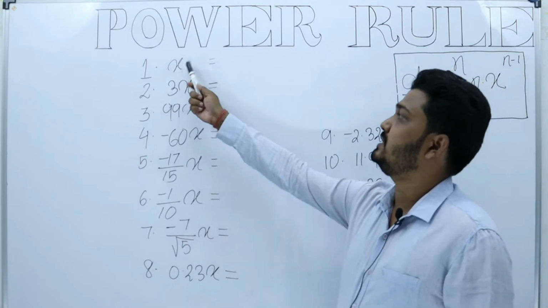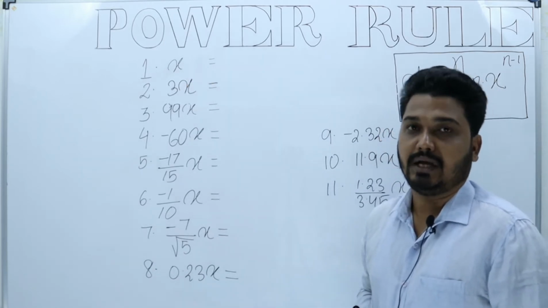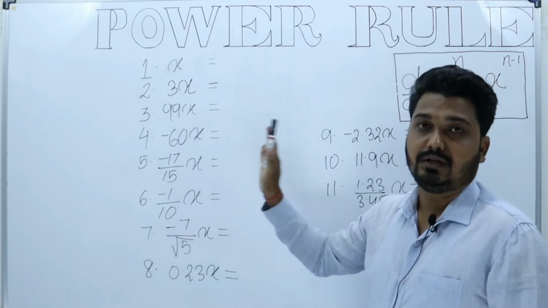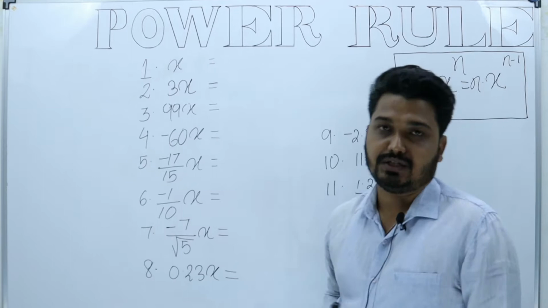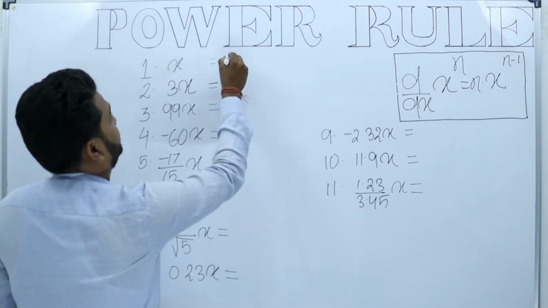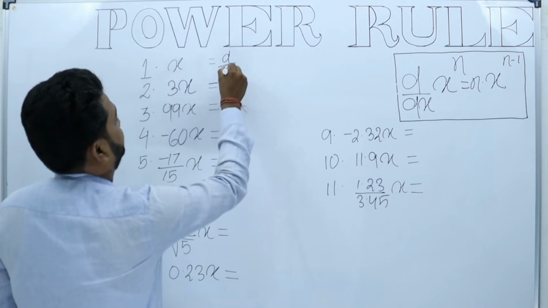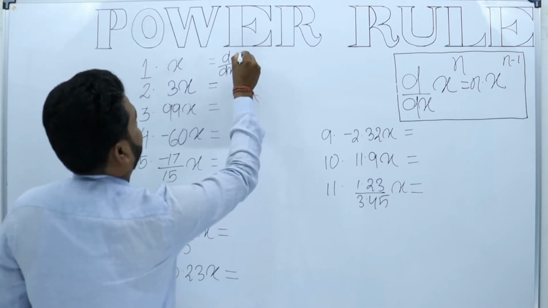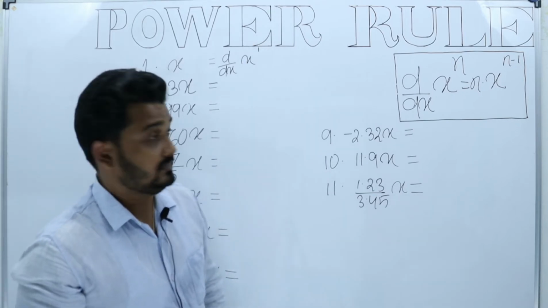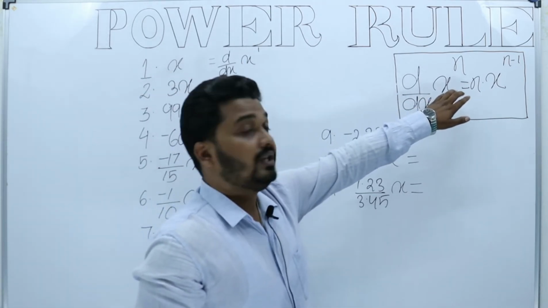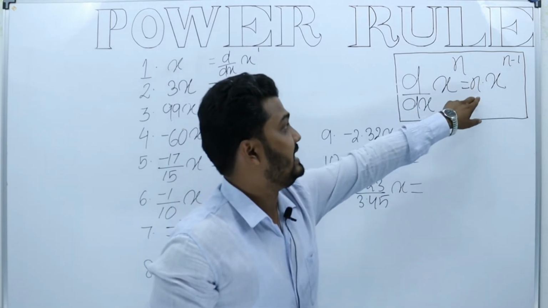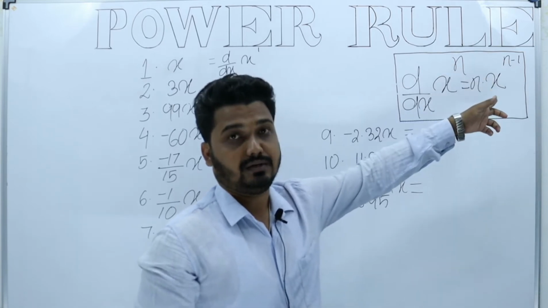Here the first question is given, find the derivative of x. It is written only x, power is not mentioned, that means we can assume the power is 1. Now I am writing the first step, to find the derivative of x, or d by dx of x, and by default the power is 1. As we know, for the derivative of x to the power of n, the answer is n into x to the power of n minus 1.